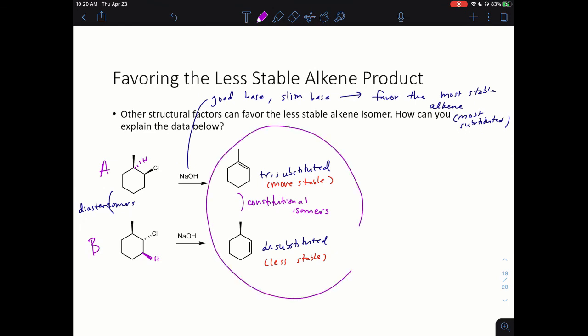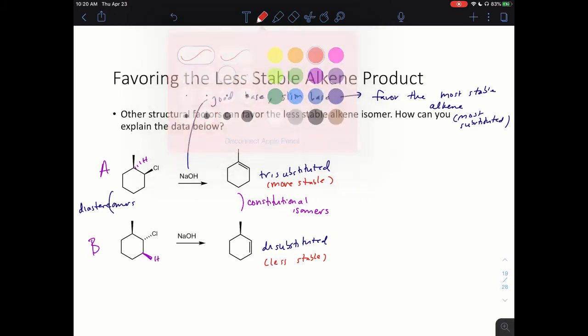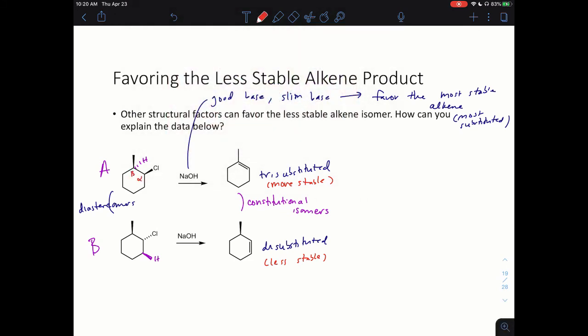These two products are constitutional isomers. The tri-substituted alkene is formed from deprotonation at this tertiary beta carbon to break this bond, and that forms a tri-substituted alkene. The di-substituted alkene is formed from deprotonation at that secondary beta carbon to form the less substituted product.